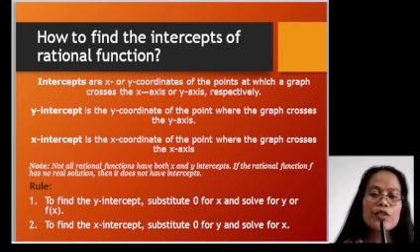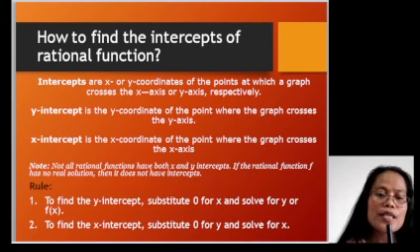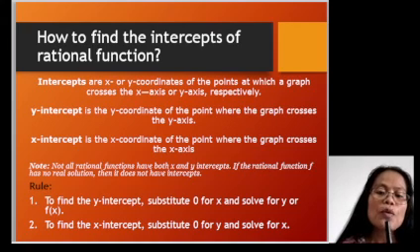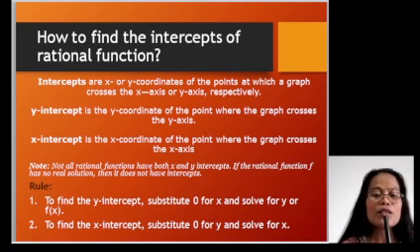Now, how to find the intercepts of a rational function? Intercepts are the x or y coordinates of the points at which a graph crosses the x-axis or y-axis, respectively. So we have two intercepts here, the y-intercept and the x-intercept. The y-intercept is the y-coordinate of the point where the graph crosses the y-axis, while the x-intercept is the x-coordinate of the point where the graph crosses the x-axis.